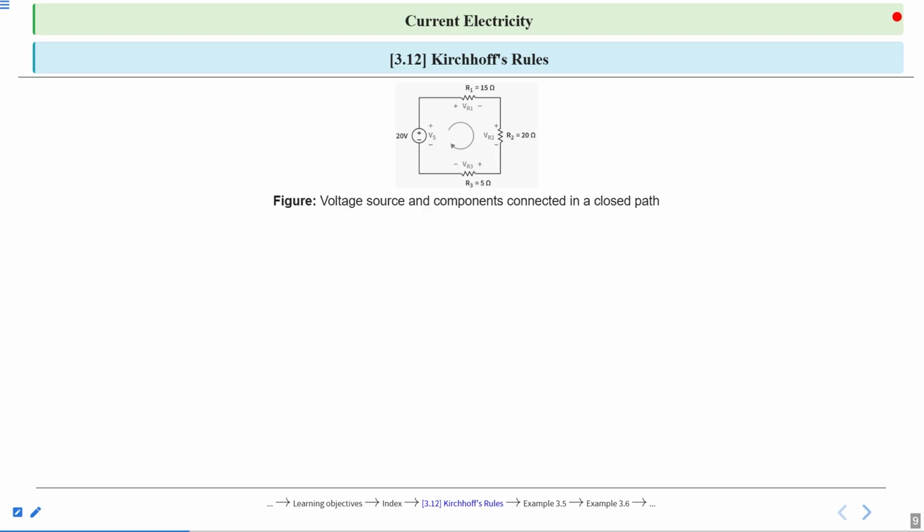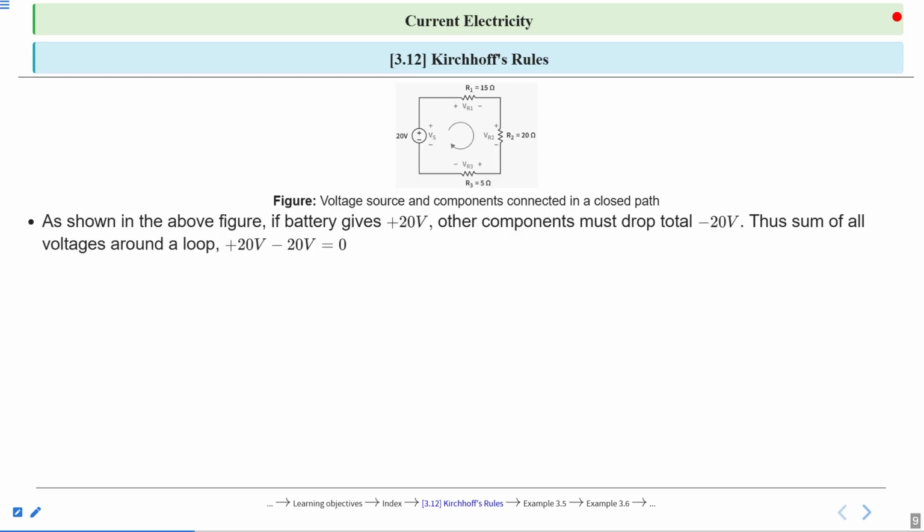After starting from the battery, covering this whole closed path and coming back to the battery, the change in potential across the closed path will be 0. Why? Because there is a gain in potential at the battery, and this gain in potential will be equal to the potential drop, which is due to these 3 resistors. As shown in the above figure, if the battery gives plus 20 volt, the other components must drop a total of minus 20 volt.